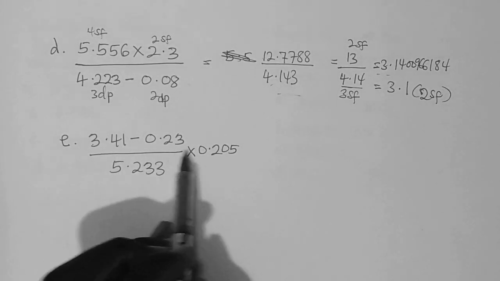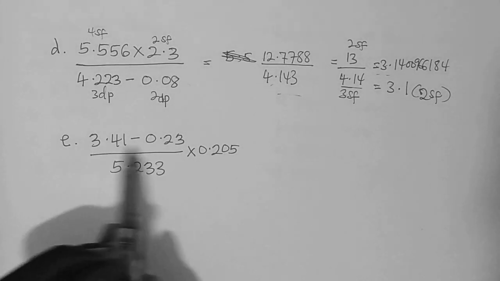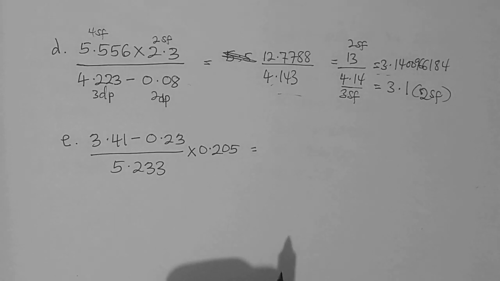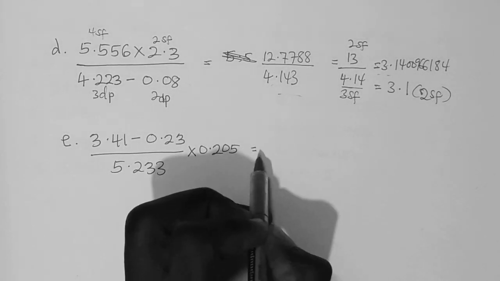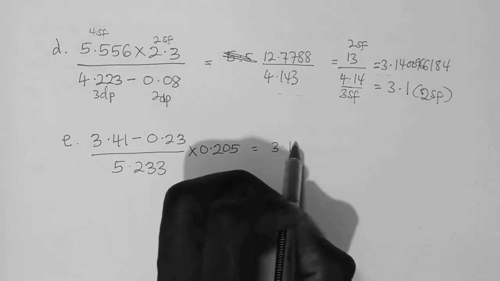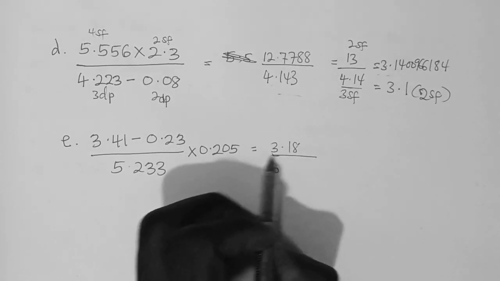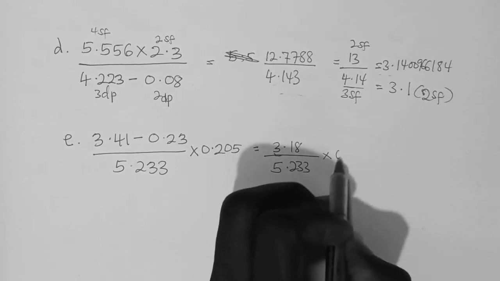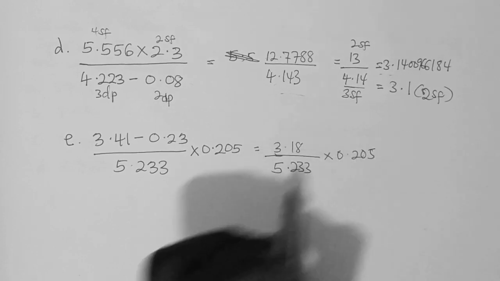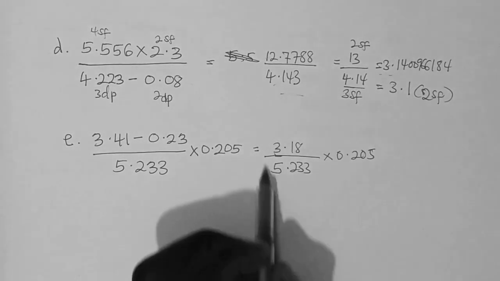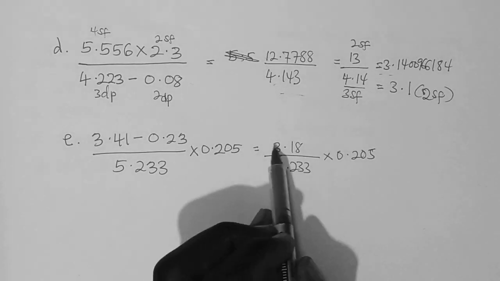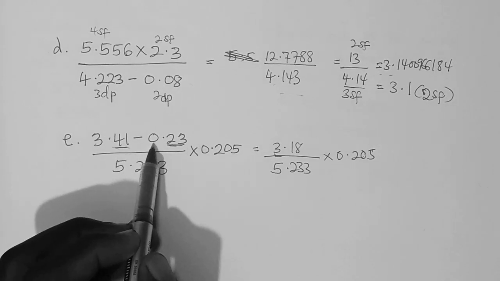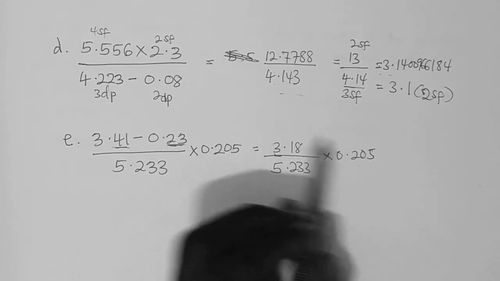Let's come to this case. So let's do this subtraction. If we do the subtraction, we are going to get 13.18 divided by 5.233 times 0.205. So we can use a calculator to do this. Now we wouldn't worry because this final answer is in 2 decimal places, and the least here is 2 decimal places. So let's use the calculator to do this.